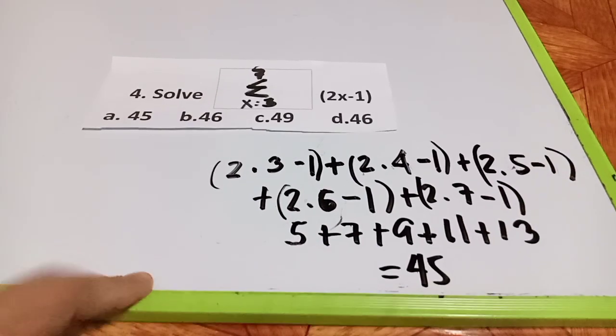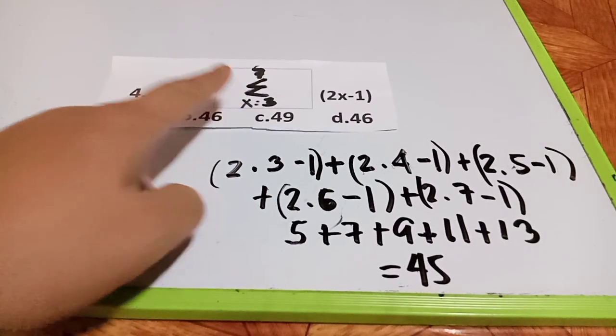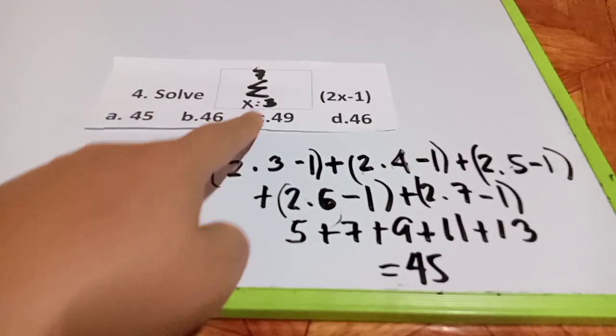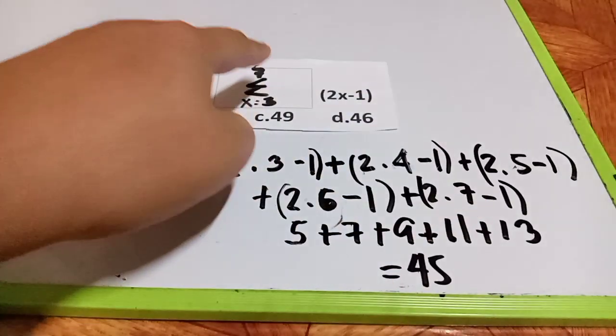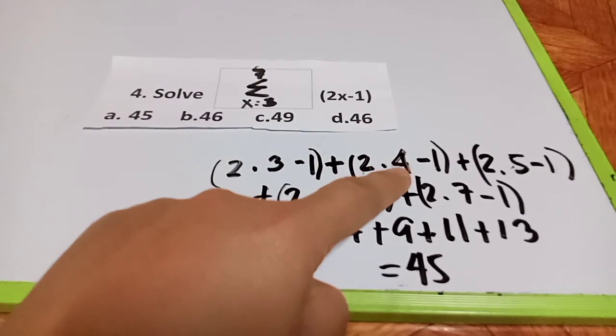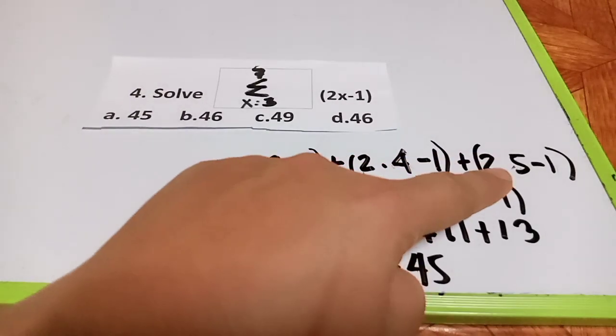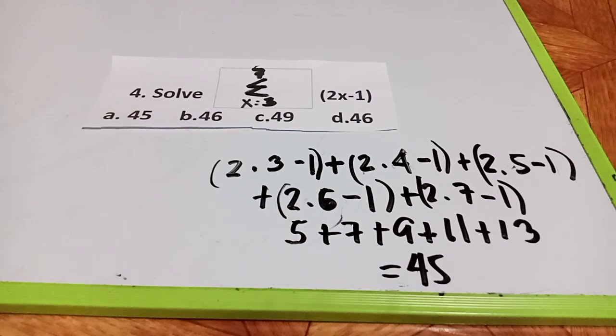Okay, guys, take note. Don't be confused on this one. How do we solve this summation? We start from 3, then 4, 5, 6, and 7, and it ends in 7. 2 times 3 minus 1 plus 2 times 4 minus 1, plus 2 times 5 minus 1 plus 2 times 6 minus 1, up to 2 times 7 minus 1. So we add 5 plus 7 plus 9 plus 11 plus 13, which equals 45. So that will be number 4.